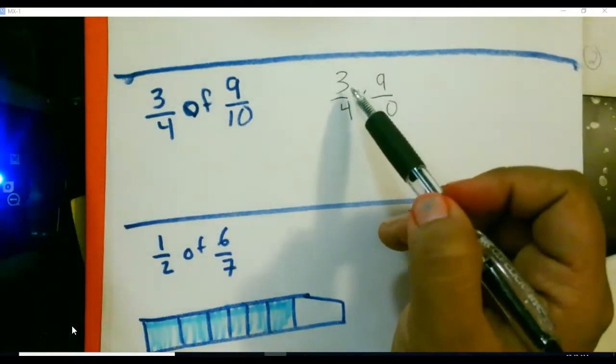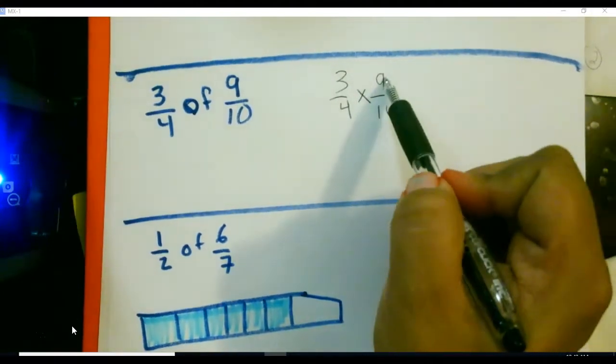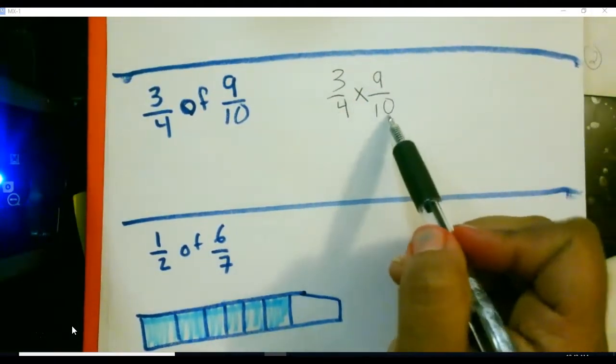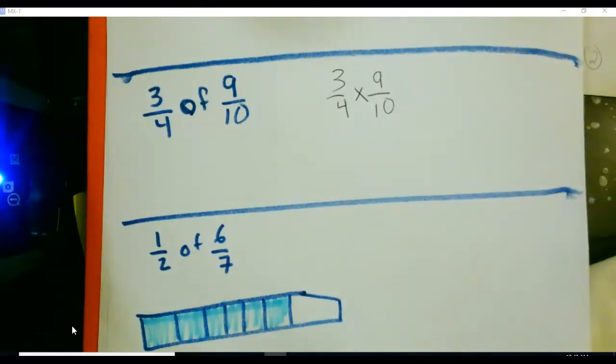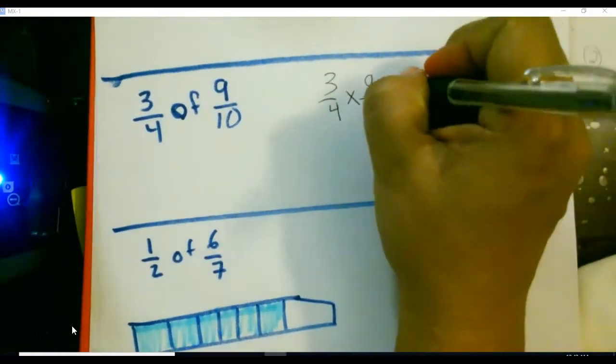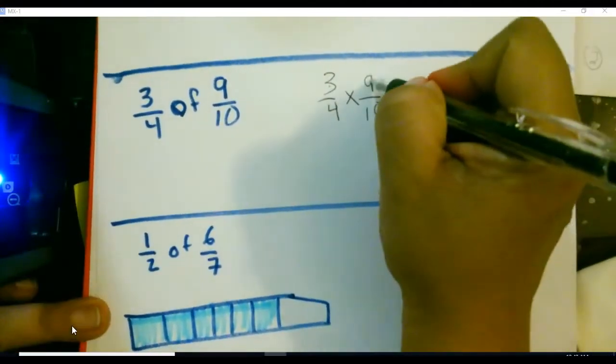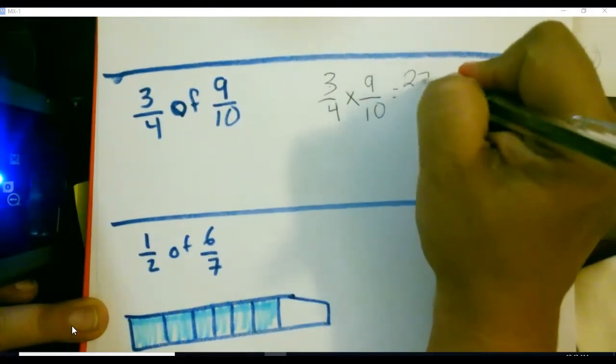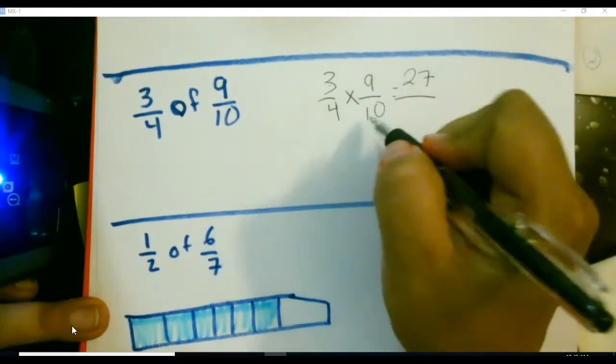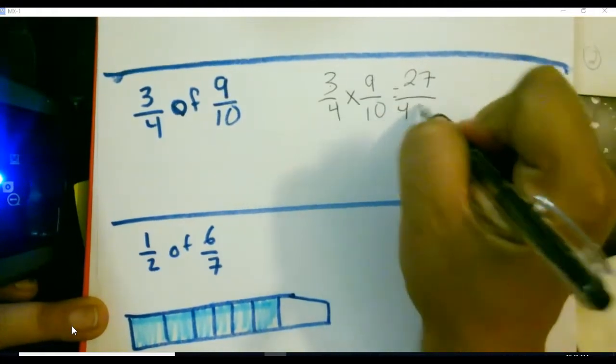Okay, when we multiply, we multiply the numerator with the numerator, and the denominator with the denominator. Last week we were adding and subtracting fractions. You had to find a common denominator. When you're multiplying fractions, you do not find common denominators because you do not need to have the same denominator. So in this case, we just multiply across. 3 times 9 equals 27. 4 times 10 equals 40.